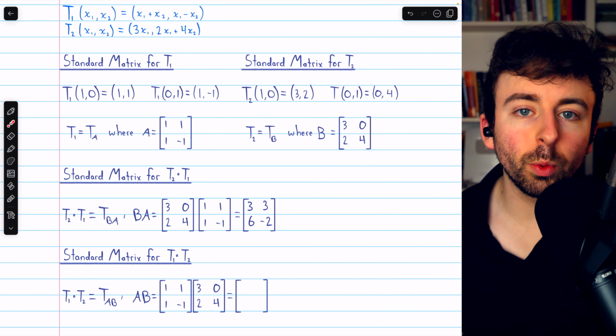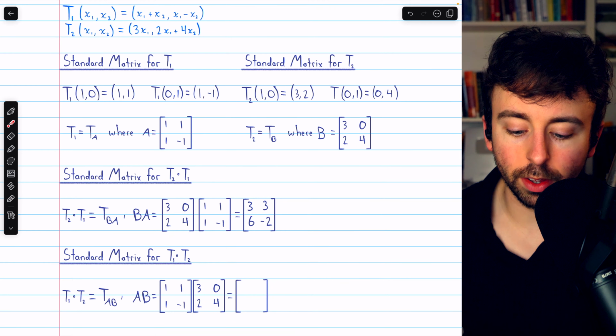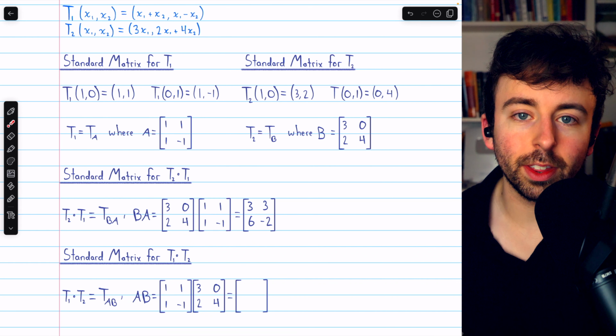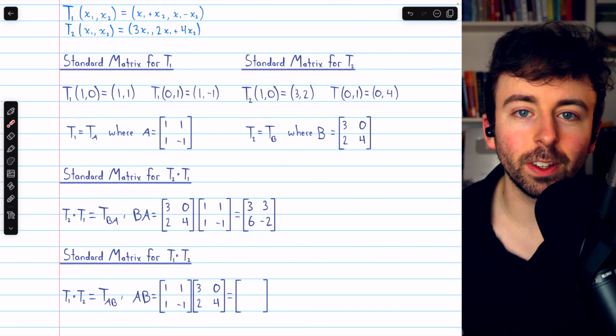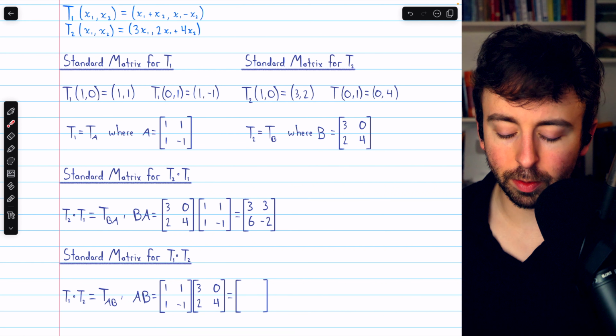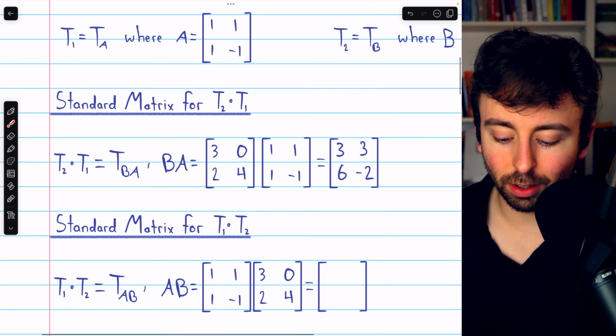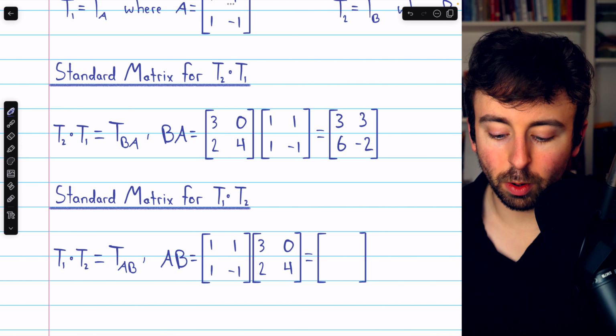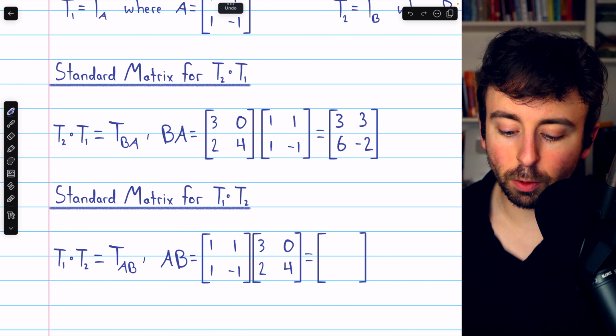In the same exact way, we find the standard matrix for the composition in the other order, T1 circle T2. Recall that the composition of matrix transformations is not, in general, commutative, so we don't know what this is until we figure it out. Alright, so now we're doing this multiplication just in the other order.